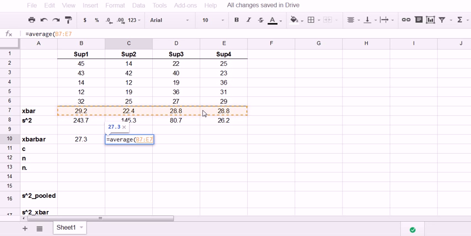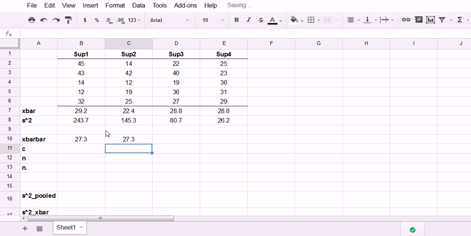Because this was a balanced design, you see I get the same value, so we only need one of those. So C. C is simply how many groups we have. That's just my symbol for that. So 4, because there's 4 suppliers.